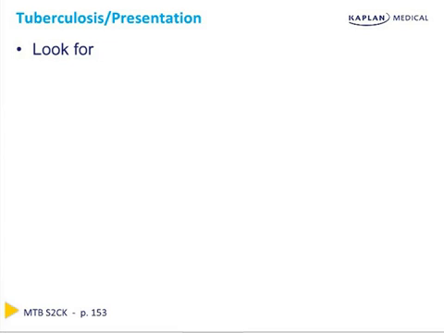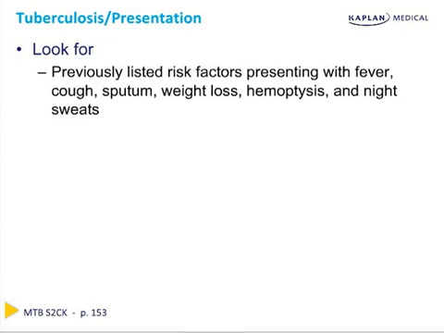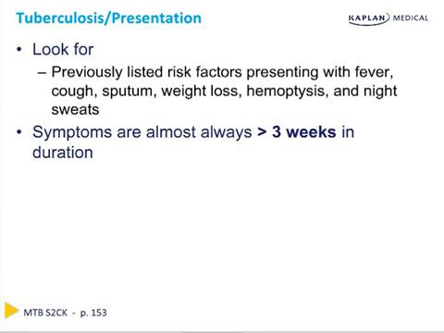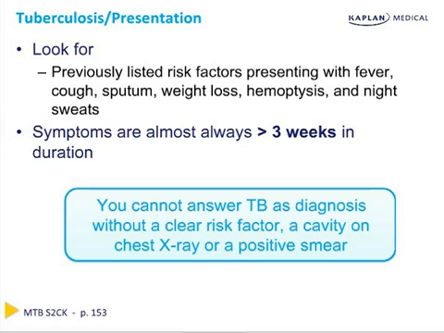The clinical presentation usually includes previously listed risk factors, presenting with a fever, cough, sputum, weight loss, hemoptysis, and night sweats. These symptoms are almost always present for greater than or equal to 3 weeks in duration. Remember, on step 2, you cannot answer TB as the diagnosis without a clear risk factor. You must also have a cavity on chest X-ray or a positive smear for Mycobacterium.